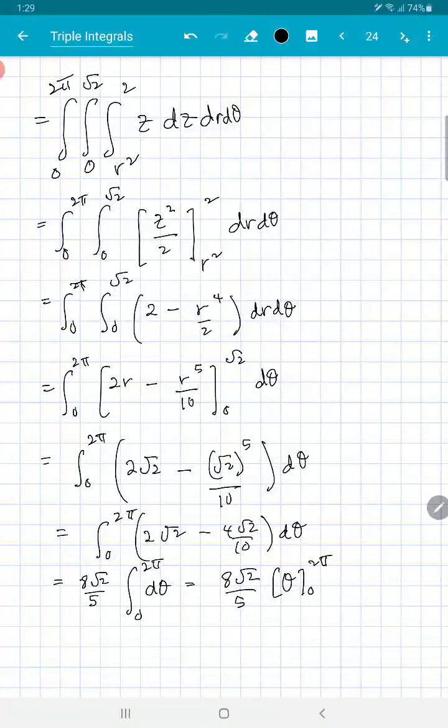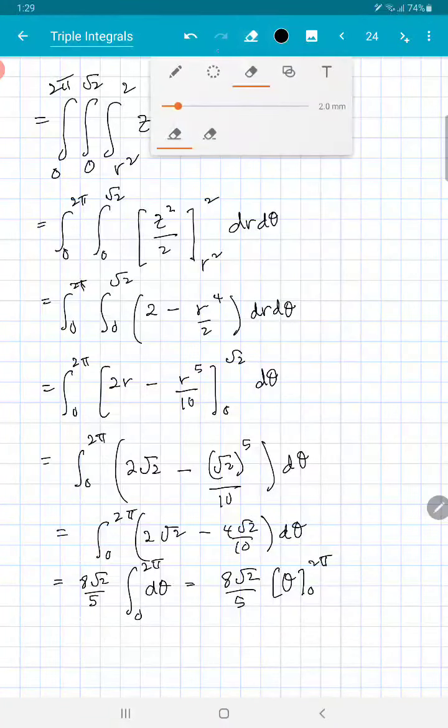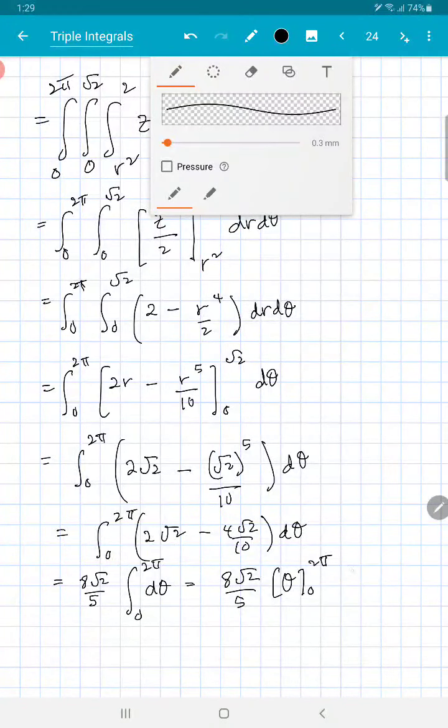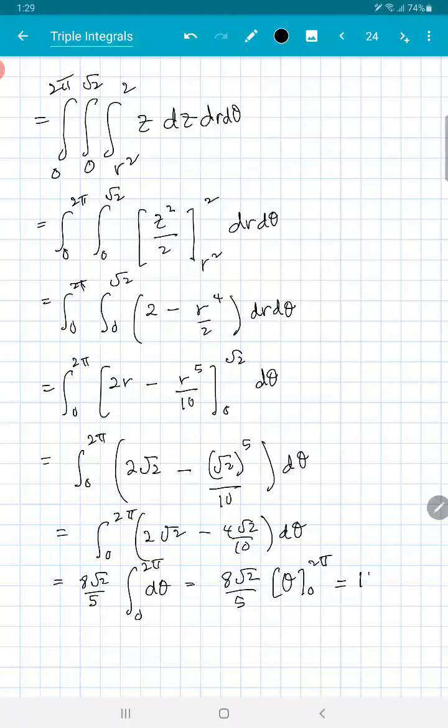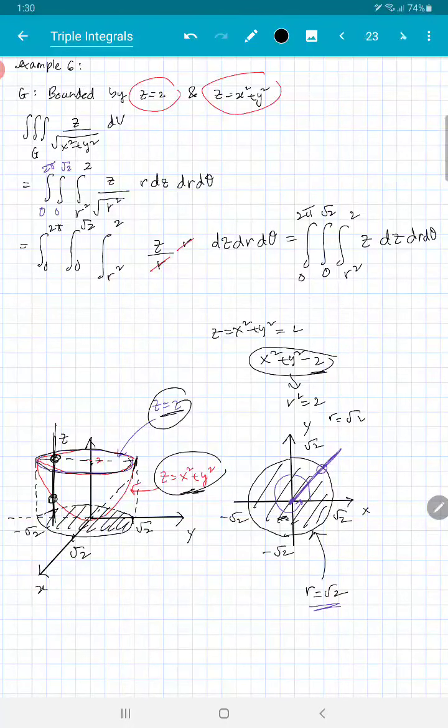Replacing theta with the upper limit 2 pi, we get 16 square root of 2 pi over 5. So that is the answer for example 6. Okay, alright, thank you.